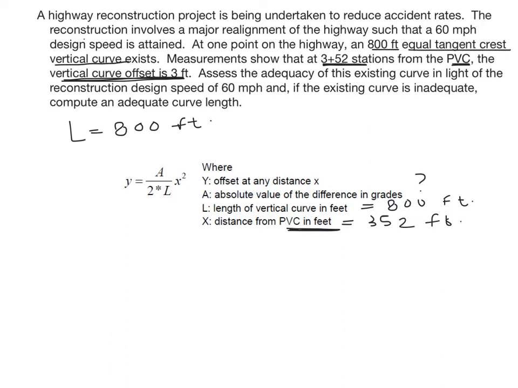And the y here is the offset at any distance x. In here, I probably should draw this y as a small y. So I'm going to make that a small y. It's the offset at any distance x. So based on this equation, what can you find out? What can I find out if I plug in the numbers that I have available here in this problem? I'm going to plug in y is equal to 3 feet, because the offset is 3 feet.